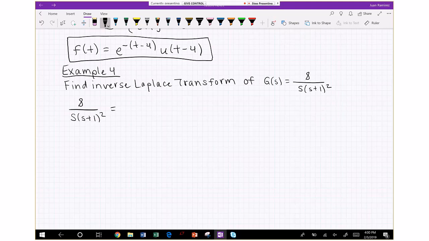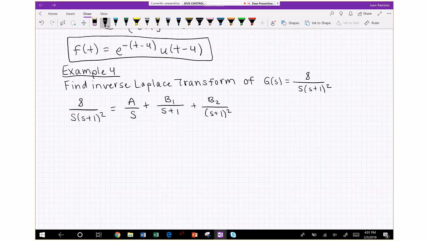The first factor is s, so the associated term will be A over s. That's a pretty easy one. But the second factor is s plus 1 squared, so now it follows case 2 of that table we wrote up earlier. The way that will look is B1 over s plus 1, plus B2 over s plus 1 squared.